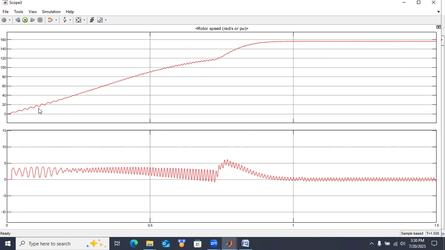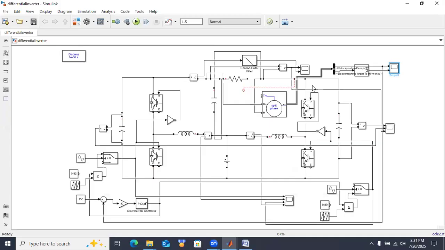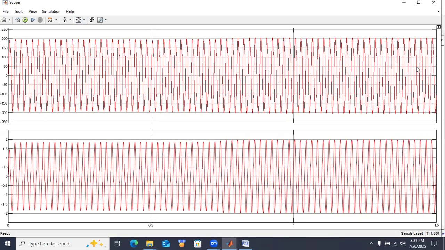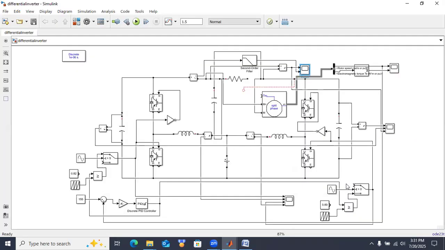So here the speed is initially slowly increasing, and here it is increased up to 156 radian per second. The torque is 0, and this is the output voltage and the current. The output voltage is around 200 volt and current is around 2 amps.